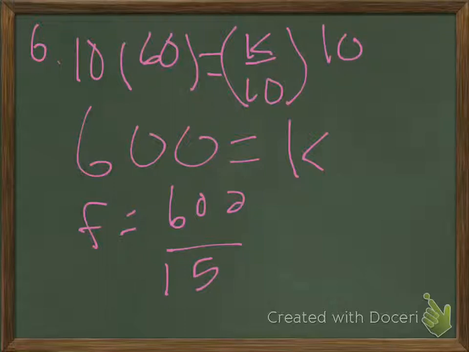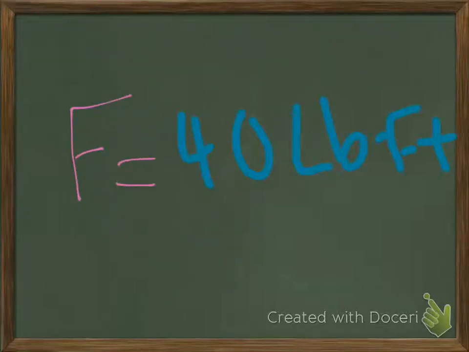So here you go. You get 10 parentheses 60 equals k over 10, and then you multiply by 10, so they cancel out. So you would just multiply these two together to get 600 equals k, and then how you get your force is you do 600 divided by 15, which would be force equals 40 pounds per foot.